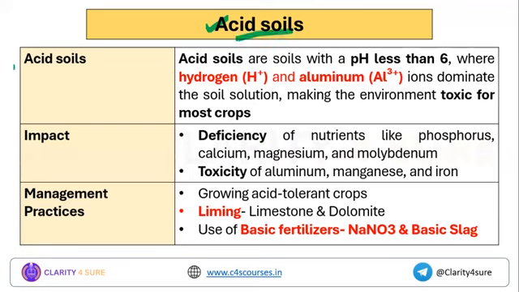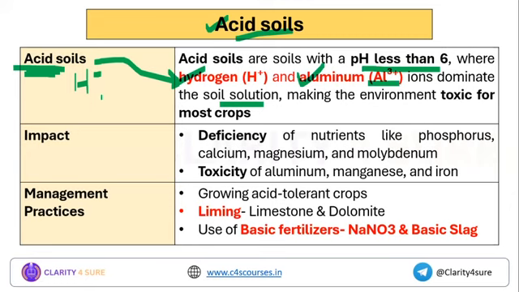Okay, so acid soil is the one with less than 6 pH, where hydrogen and aluminium, that is H+ and Al3+ ions, dominate the soil solution, making the environment toxic for crops. So just remember the definition. When we are saying acid soil, there will be a high concentration of H+ and Al3+ ions there. Okay, and its impact is it will lead to deficiency of nutrients like phosphorus, calcium, magnesium, and molybdenum, and toxicity of aluminium, manganese, and iron.